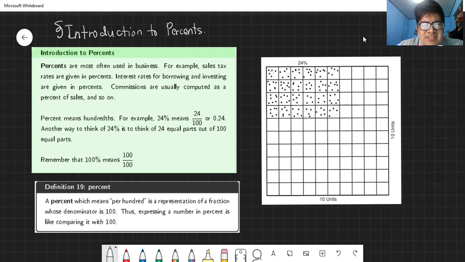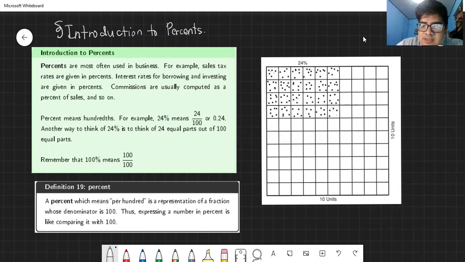Ngayon, ano ba ibig sabihin ng percent? Percent means hundreds. Ganun lang yon basically. For example, 24% means 24 over 100. Ganun lang yon. Yung 24% is basically just equivalent to saying it is over 100 or 0.24 as you have learned how to convert fractions to decimals, correct? Another way to think of 24% is to think 24 equal parts out of 100 equal parts.